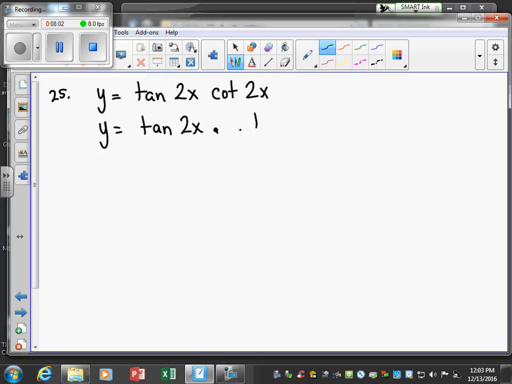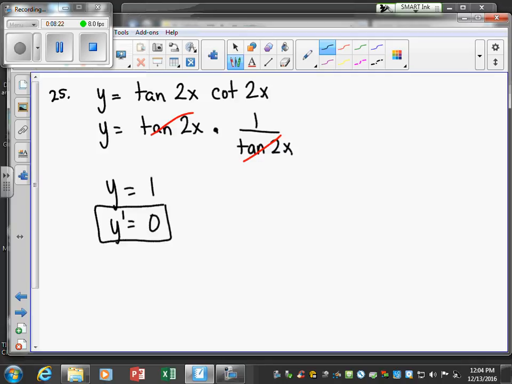So if I just do this, what happens there, algebraically? These cancel, and it's really just asking us if y is going to be tangent, it simplifies to 1. What's the derivative? Now what's y prime? Just 0. Good. If you can do any type of trig properties to simplify first, it's usually going to make your life easier. And we'll finish with this last one, number 26 for today.